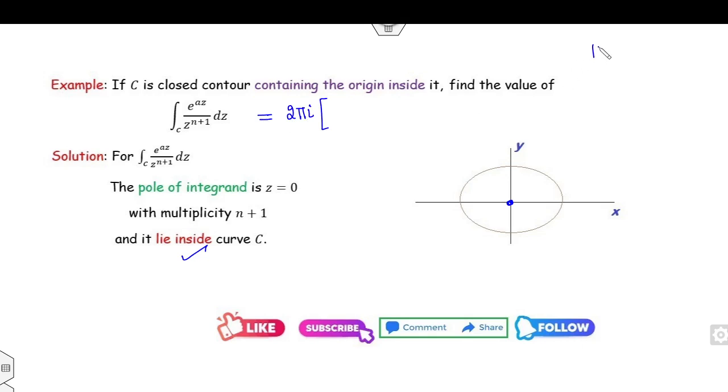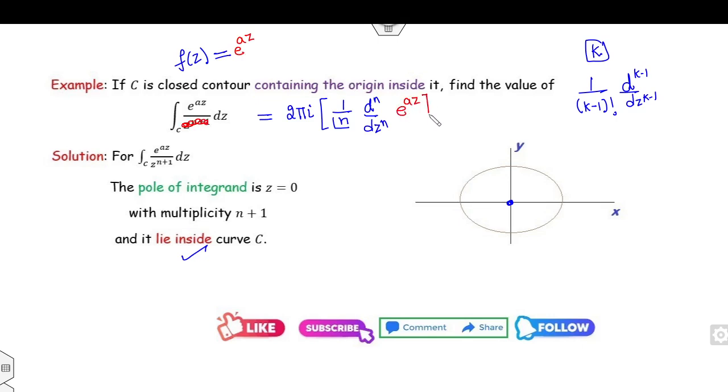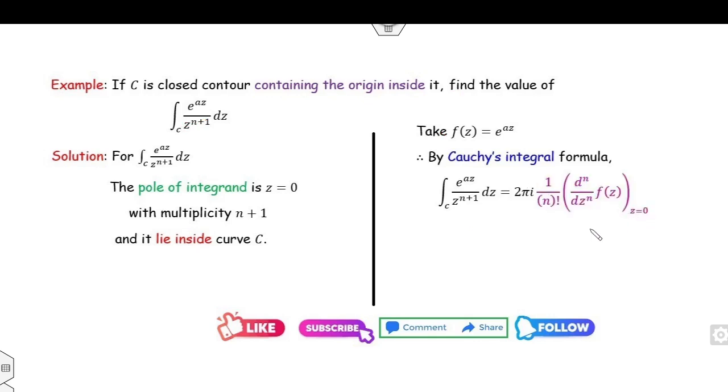And if the function has k multiplicity, then the formula will be 1 over (k minus 1) factorial, (k minus 1)th derivative. So it will be the nth derivative of f(z) over n factorial. Can you find the value of f(z)? What is f(z)? Again, because z is equal to 0, you can skip that. The remaining part is e raised to power az at the point z is equal to 0. So firstly find the nth derivative and then substitute the value at z is equal to 0. So it is 2 pi i.